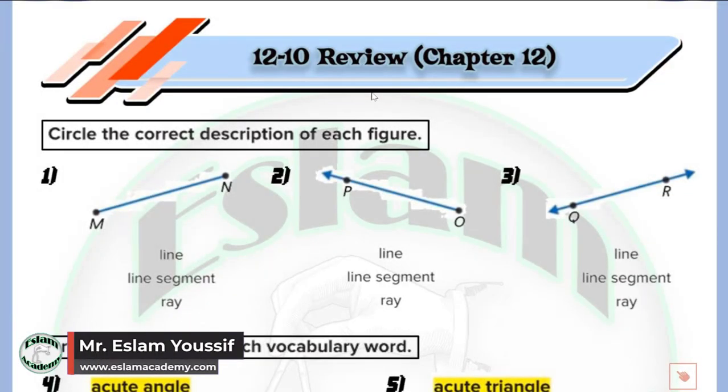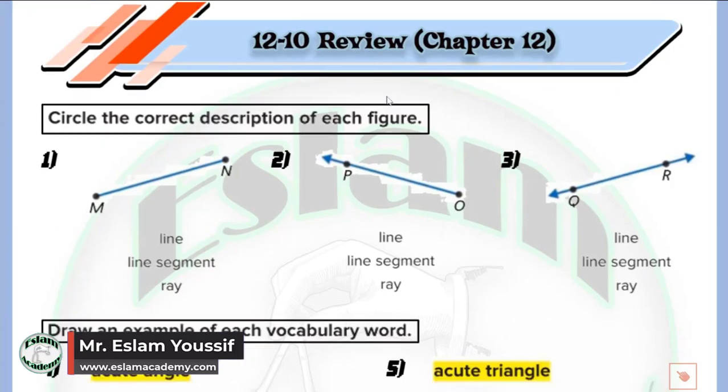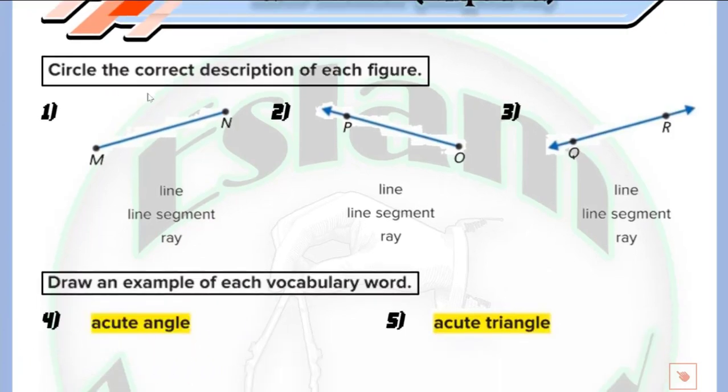In this video, we'll make a revision on chapter 12. Now in question number 1, we need to circle the correct description of each figure. In question number 1, we have MN. There is an endpoint from M, and there is another endpoint from N. It means we have two endpoints. The shape that has two endpoints is defined as a line segment.